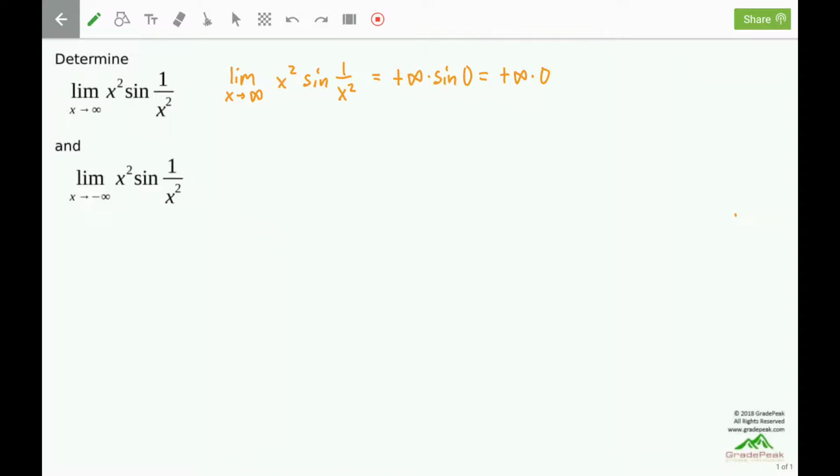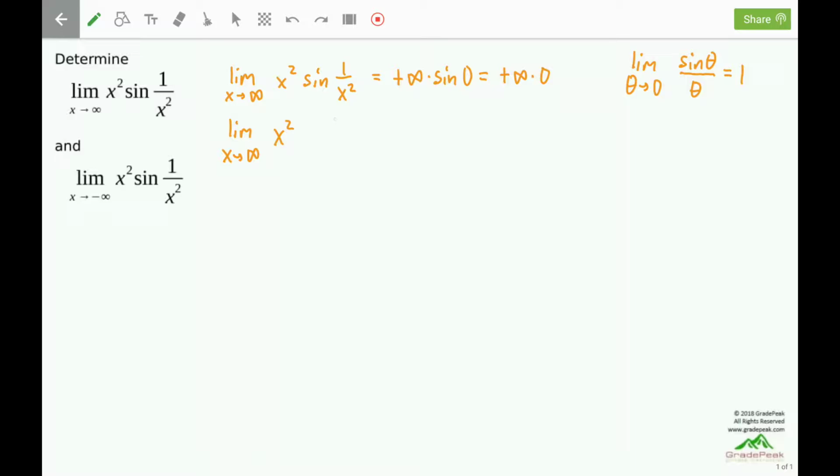Since the 0 resulted from the sine of 0, we can make use of the identity: the limit as theta goes to 0 of sine of theta divided by theta equals 1. Theta is the phase inside of sine. Here it's a 1 over x squared. It is going to 0, as it should be. We need to phase match it. In the other position, the sine is in the numerator, so we will need a phase match in the denominator.